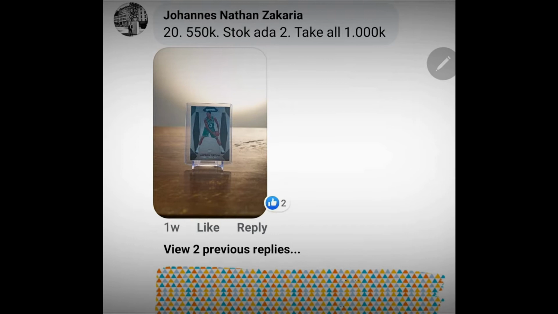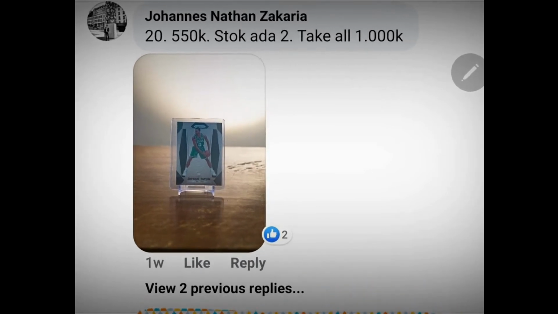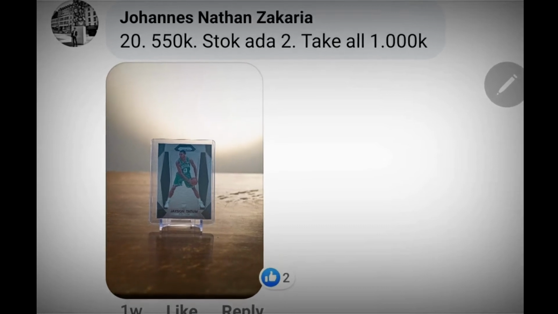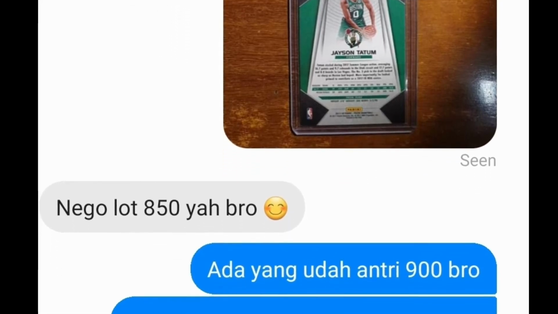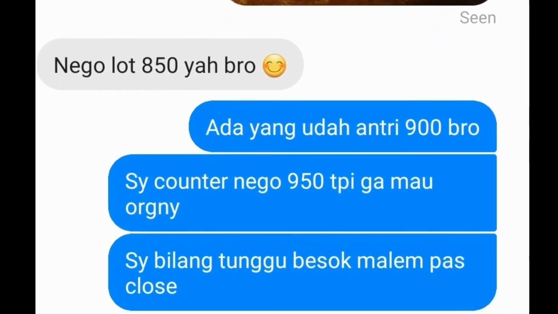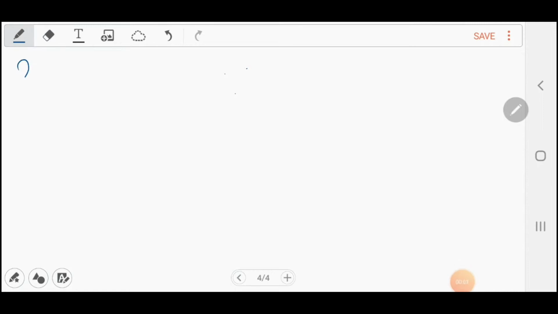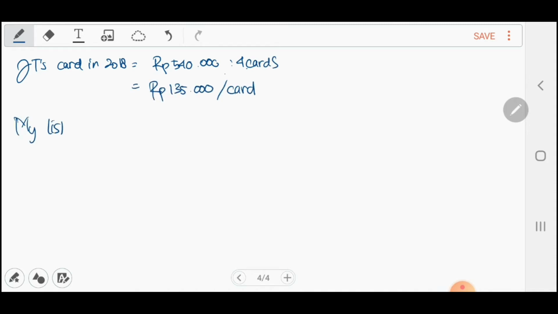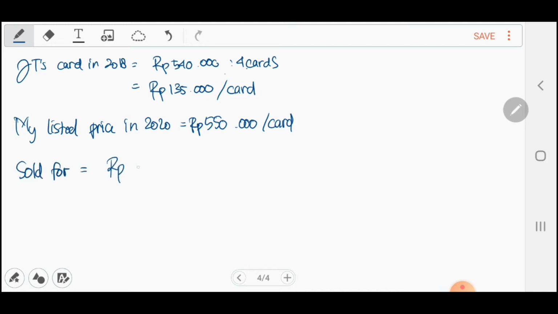I opened up my social media and listed my Jayson Tatum card for 550,000. Someone sent me a message to lower the price and I agreed on that price, which was 925,000 for 2 of the cards. All of these numbers might be confusing, so let me put this in a simple way. I bought the card for 135,000 per card, and my listed price in 2020 was 550,000 per card. But then it was sold for 412,500 rupiah per card. From that story, you can see that I sold the card for more money than when I bought the card in the first place.